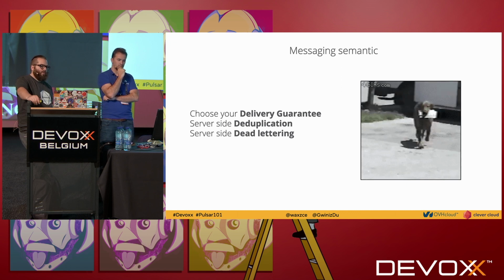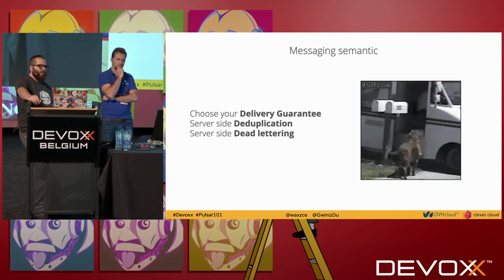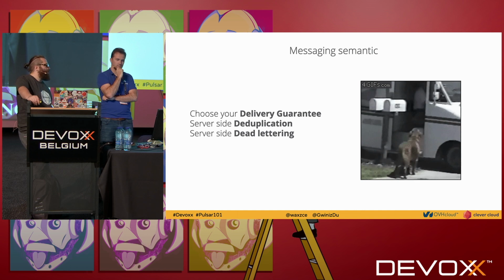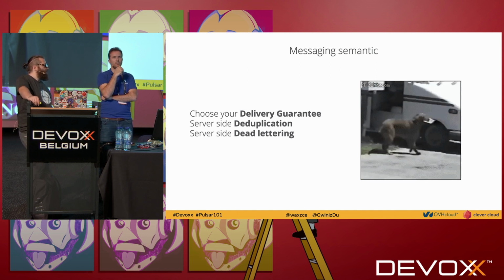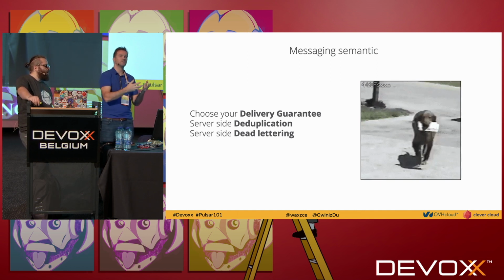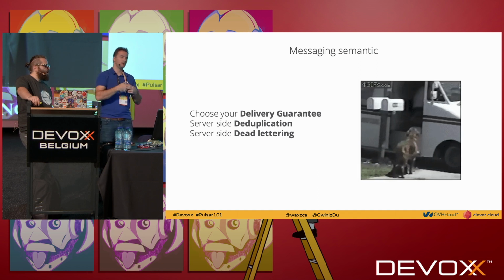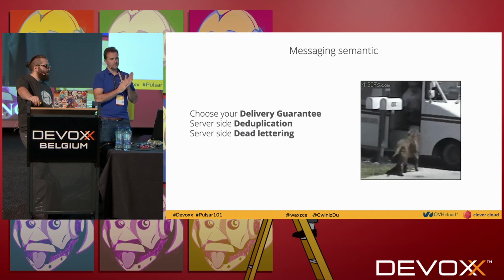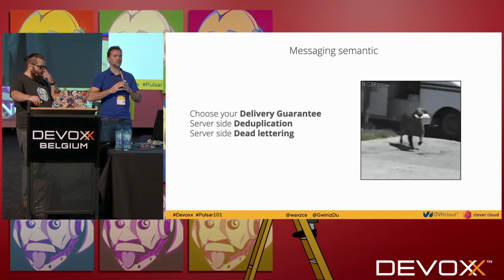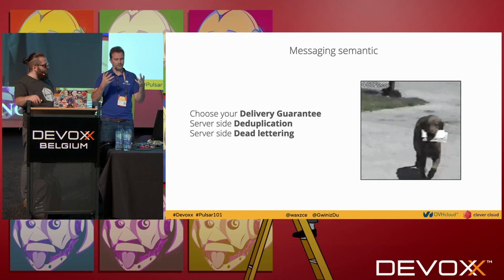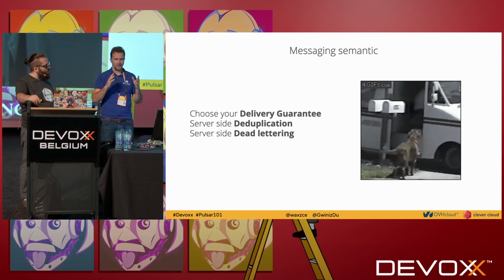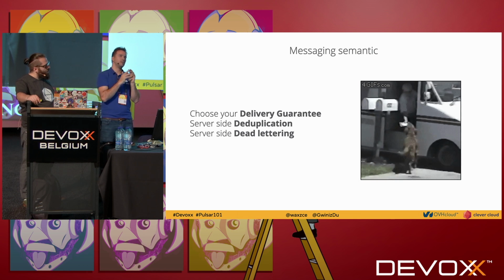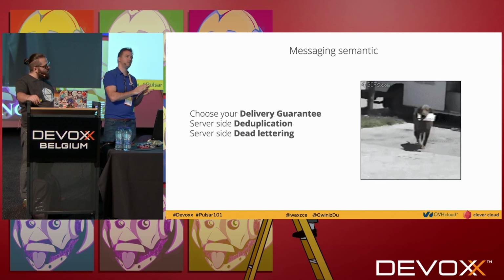Another thing is you have the ability to choose the delivery guarantee. What do you mean with that? When we talk about delivery guarantee, it's at most once, exactly once, or at least once. And there is a special thing with Pulsar to differentiate from others. They call the exactly once "effectively once".